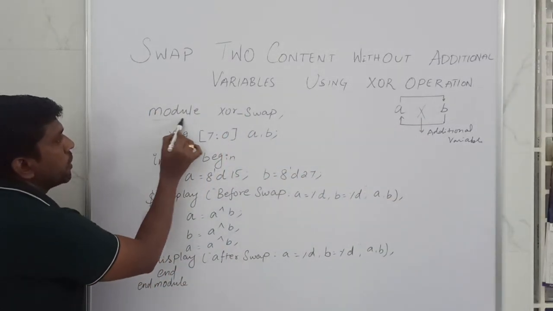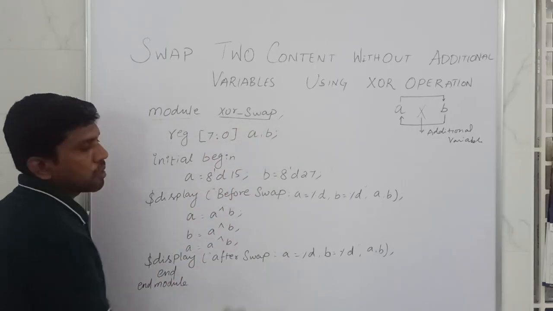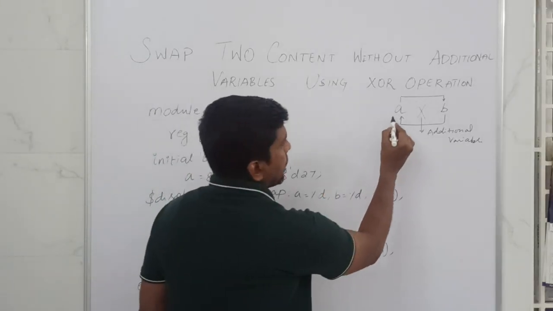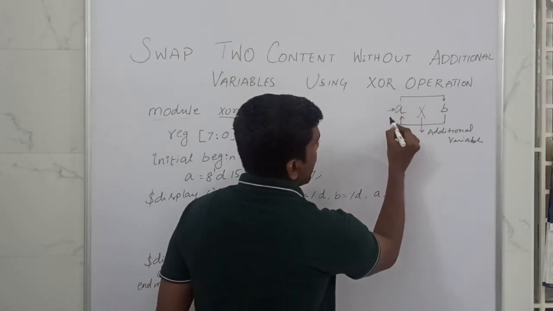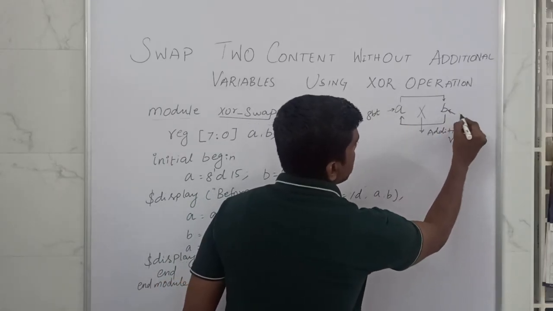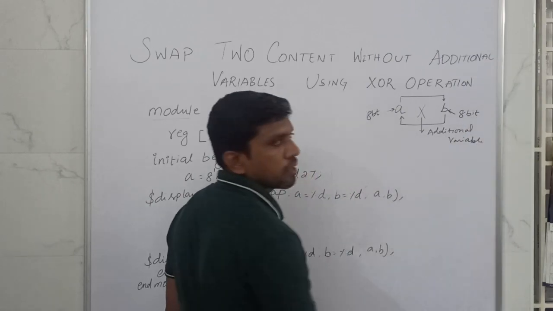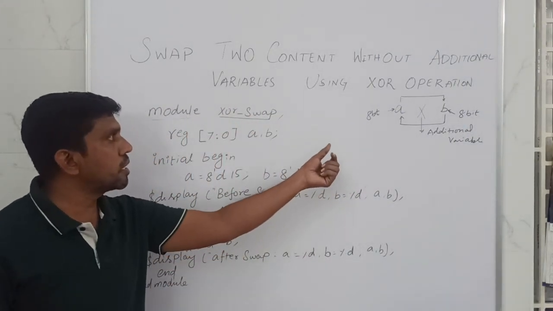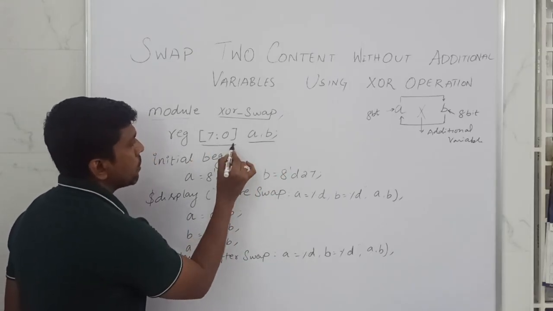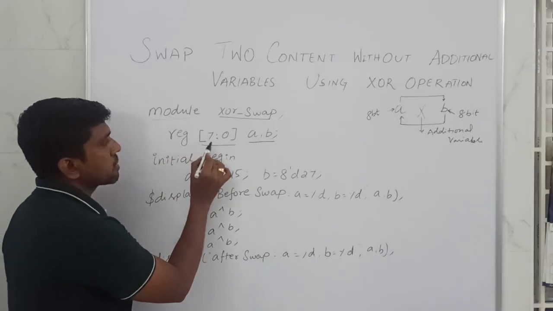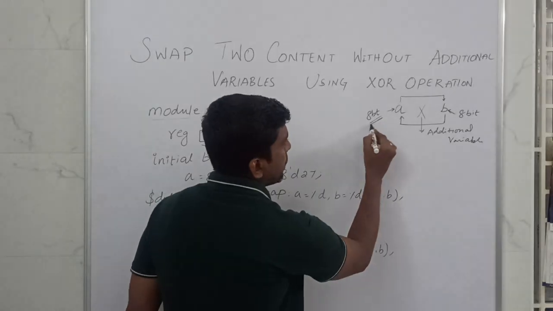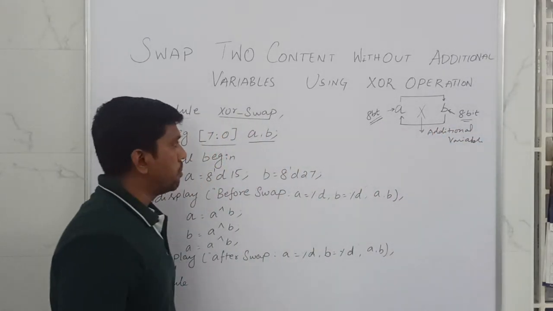First you write module, then XOR swap is the module name. In this program I am taking two variables. The A variable consists of an 8-bit value, and the B variable consists of an 8-bit value. So let me initialize the variables: reg [7:0] A, B.